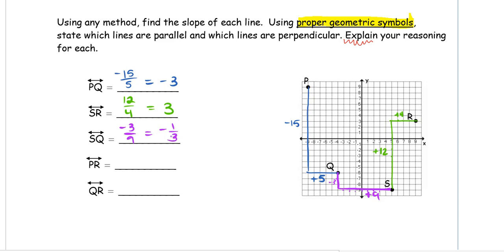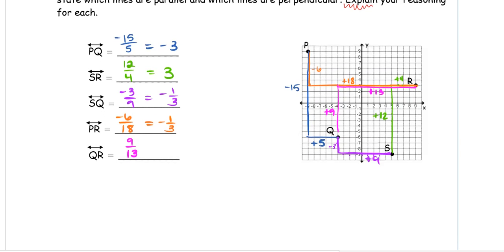Moving on to our next set, we've got PR. Why don't you go ahead, press pause, and find the last two slopes on your own. All you've got to do is count. All right, check to see how you did. From P to R, I went down 6 and right 18, which is a negative over a positive, reducing down to a negative 1/3. For QR, I went up 9 and right 13. 9 over 13 does not reduce.